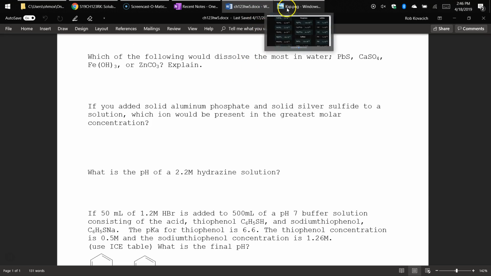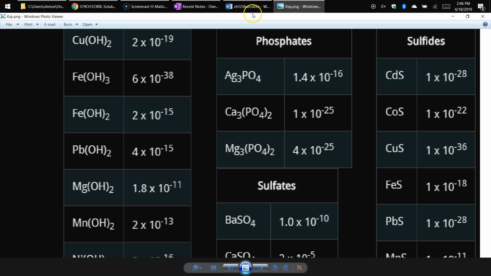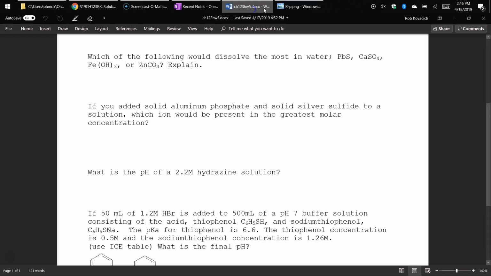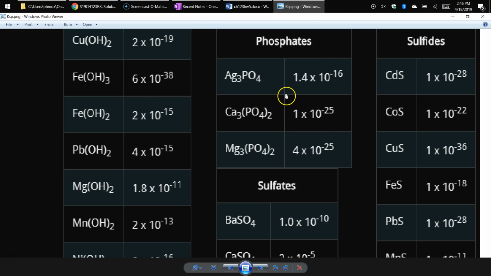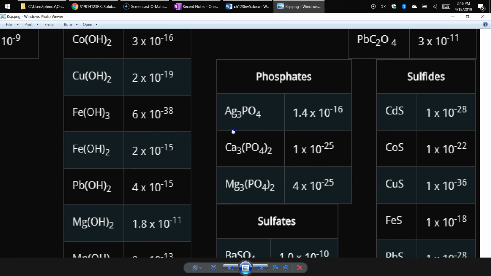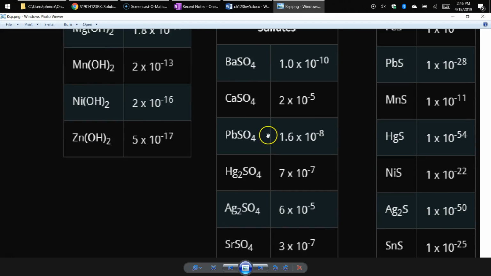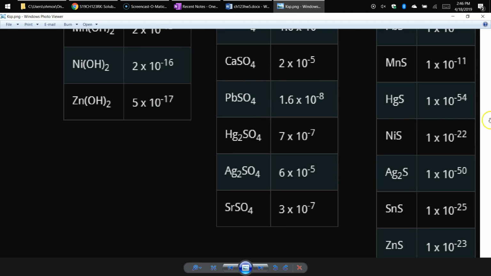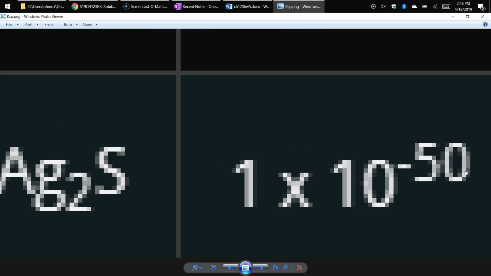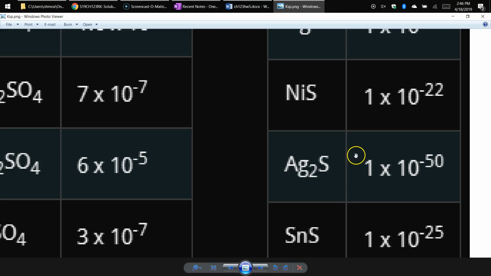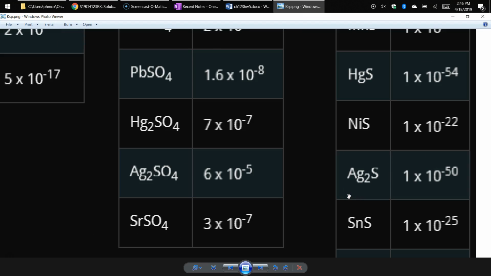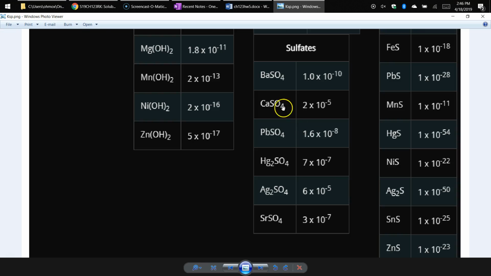But isn't silver sulfide Ag2S? Oh, that's a total typo. Yeah. That's kind of ridiculous as a KSP, right? I thought the negative 38 was bad. This is a negative 50. So I don't even care what the other thing is.